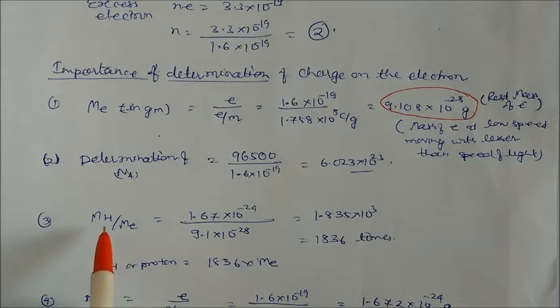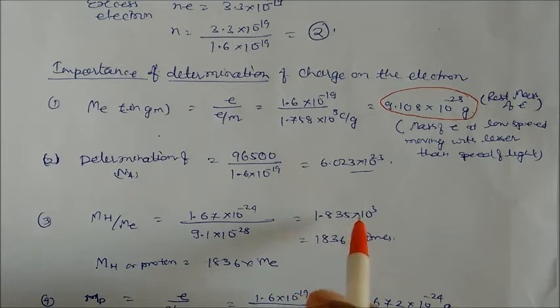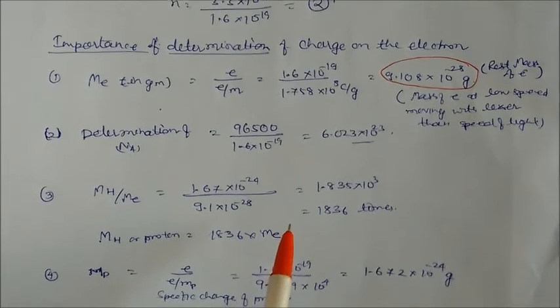Next, the mass of the hydrogen, the mass of the proton, divided by the mass of the electron. If you divide the mass of the proton by the mass of the electron, we will get 1836 times. This means the mass of the proton is 1836 times the mass of the electron. The electron is such a small mass and the proton is so big. So we also got how much bigger, or heavier, the proton is than the electron.